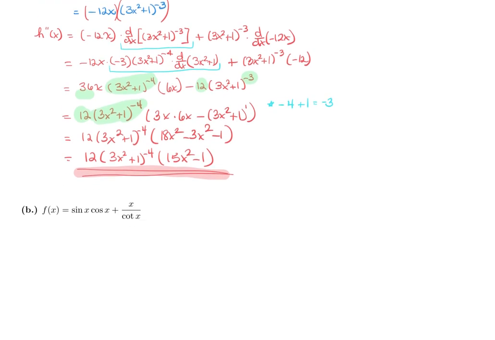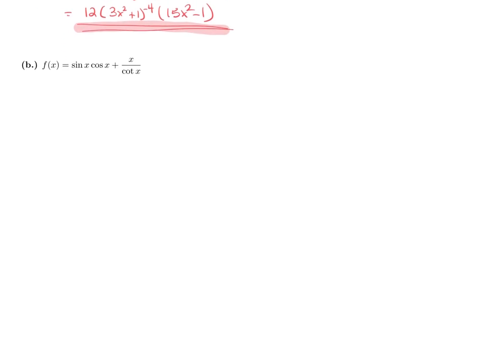Let's try B. B says that I've got f of x equals sine of x times cosine of x plus x over cotangent of x. So this was the problem we didn't get to on the end of section 3.5, which is okay because we could have found the first derivative, but the second derivative we could not have done without the chain rule. So let's see if we can figure it out now.